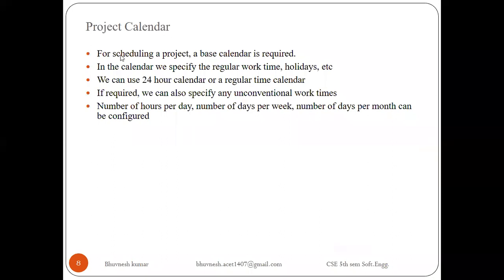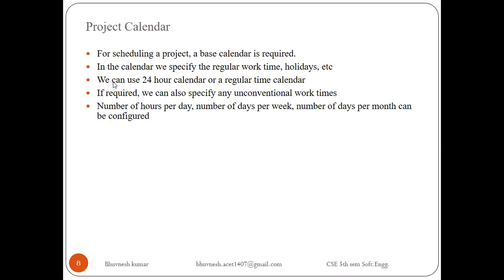Then project calendars are there. For scheduling a project, a base calendar is required. It is the calendar to check your task: when it started, how much is completed, and when it will be finished. In a calendar, we specify the regular work time, and holidays also. Regular work time is from Monday to Friday, which are complete working days. Then Saturday and Sunday are off. Then there are holidays also. That should also be checked while tracking your progress.